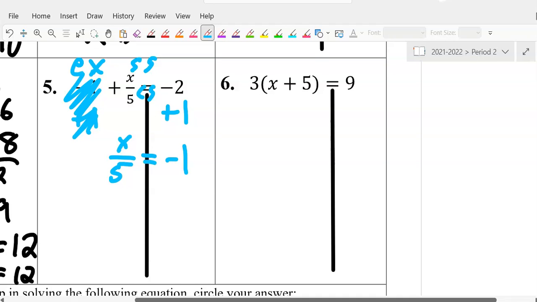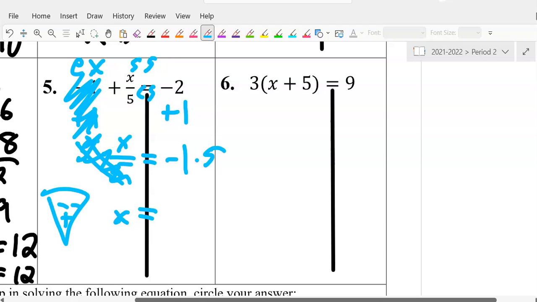Then you can multiply the 5. Right, so times 5 on both sides here. And what does that make? That gets rid of this 5. And that makes negative 5. Right? Negative 1, yes, because we got 3 on that, right? Okay, so negative 1 times positive makes negative 5. Do we agree? Yes. Yes, but we should check it.